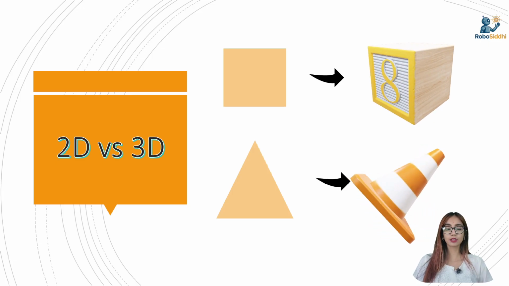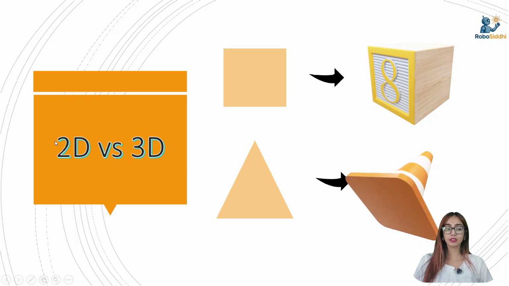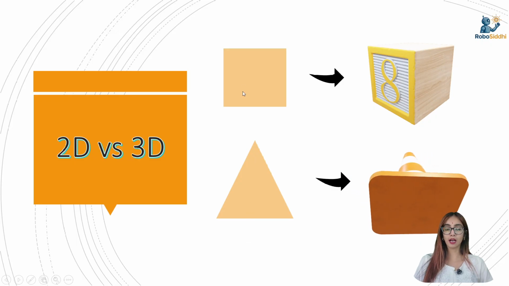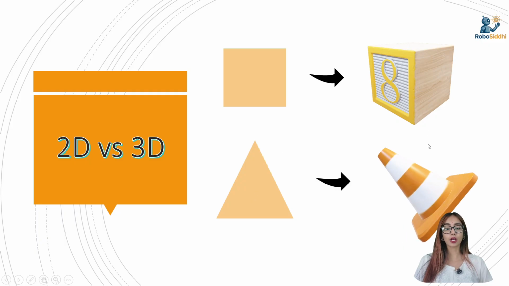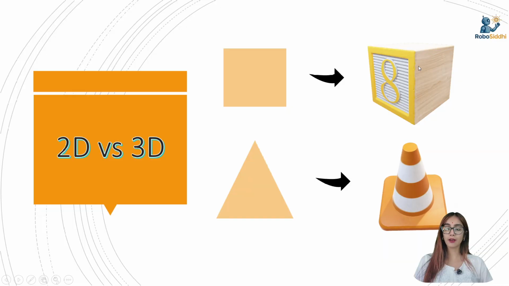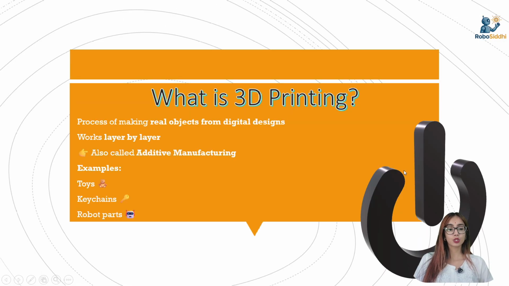So moving forward, this is a basic example of 2D and 3D, right? You will be able to see the square and the triangle on the left side are plane surfaces, which only have one surface. Whereas on the right side, I have a cube and a conical shape which have multiple surfaces. Okay. So moving forward, what is 3D printing?